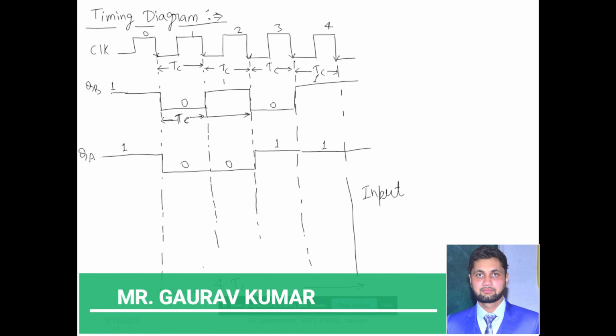So if the input frequency of the clock pulse is X hertz, I told you already, counters are actually frequency dividers. Then for mod 4, the output frequency will be X by 4 hertz. Okay.